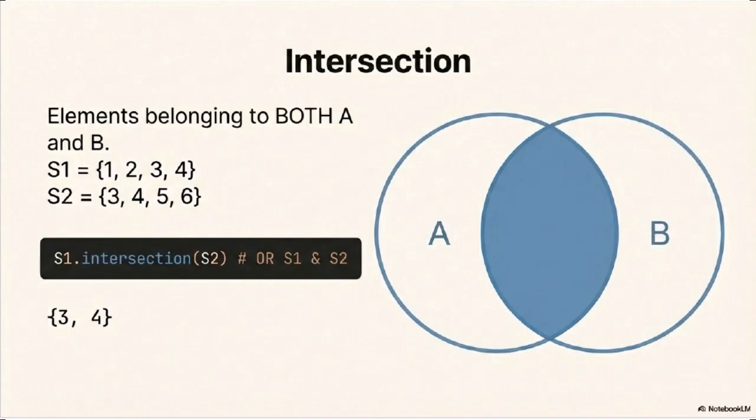So in this example, what numbers do S1 and S2 have in common? Well, it's just 3 and 4. So their intersection is a set containing just those two numbers. Again, you can use the .intersection method, or you can use the much shorter and, let's be honest, cooler looking ampersand operator.